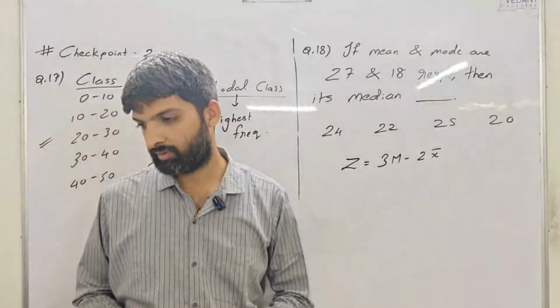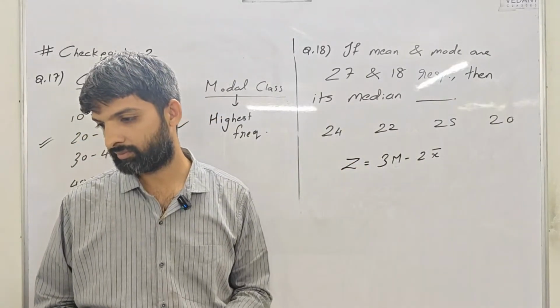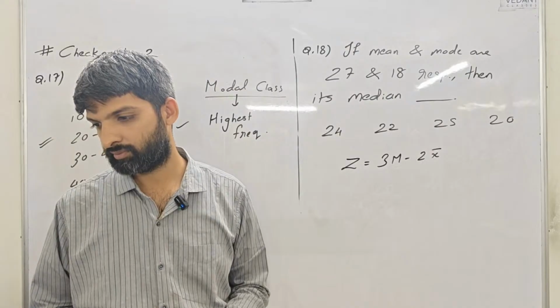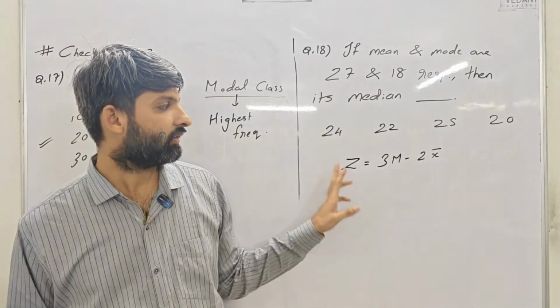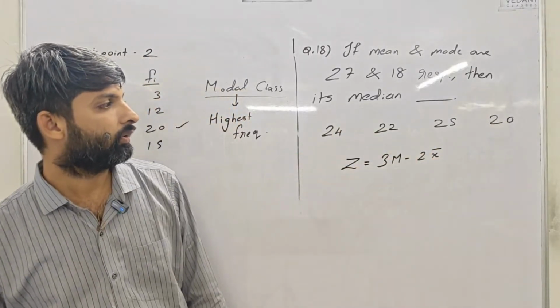31 is not there in the options. Options are 24, 22, 25 and 30. You just need to put it over here.